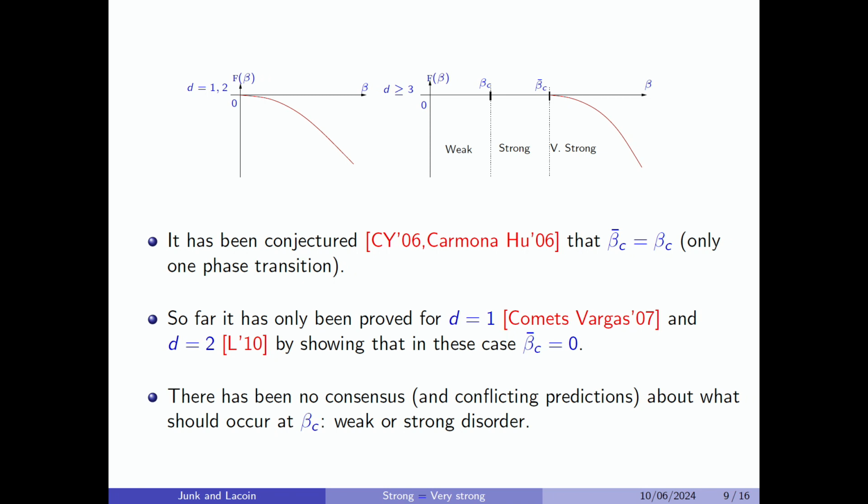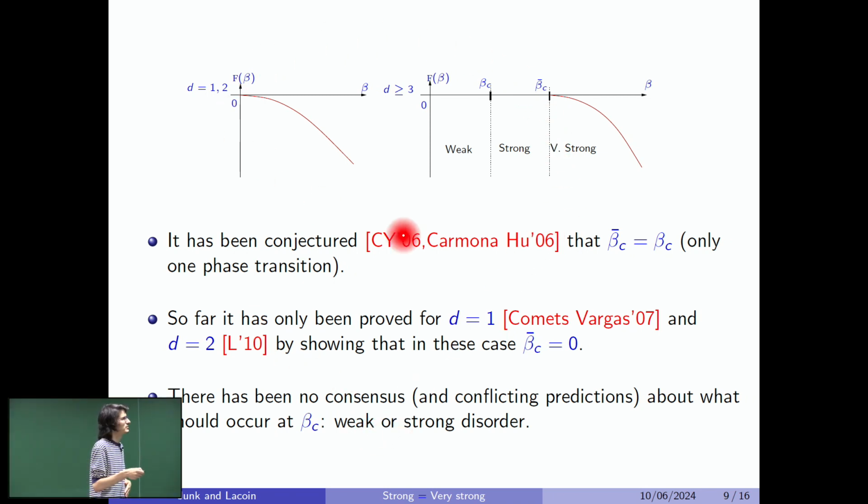So now here is the picture of what I've said so far. A priori, you have 3 possible regimes. Above beta bar C, you have very strong disorder. Then possibly you have a regime between beta C and beta bar C where you have strong disorder but not very strong disorder. And then below beta C, you have weak disorder.